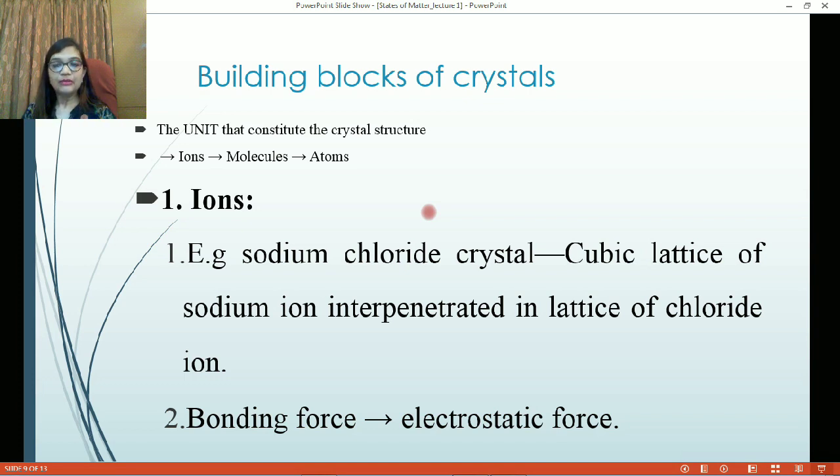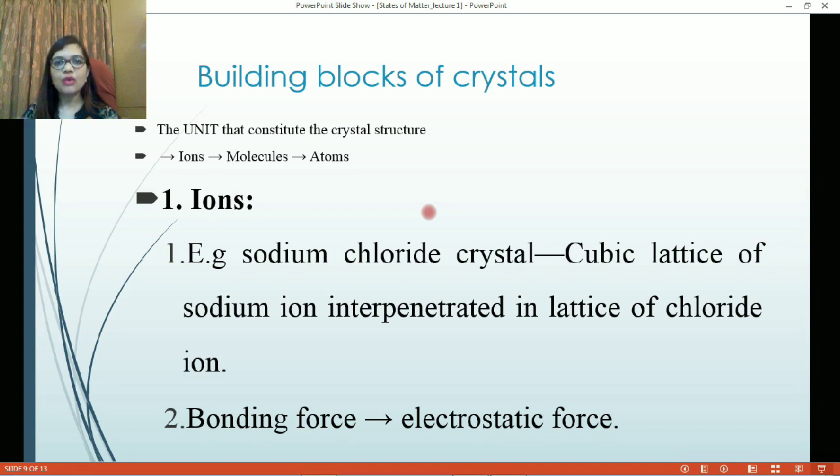Now, what are the building blocks of these crystals? If we talk about three basic building blocks, then these are ions, molecules, and atoms. If we talk about sodium chloride, we have a classical example of sodium chloride. The arrangement of Na plus and Cl minus gives rise to a cubical structure.